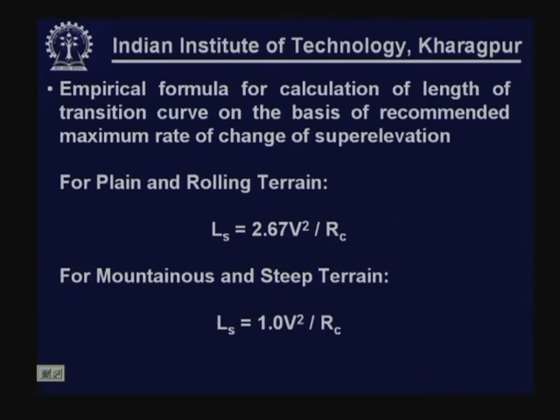These two are different because the acceptable rate of introduction of superelevation is different for plain and rolling terrain as compared to mountainous and steep terrain. In the first case, it is 1 in 150, in the second case, it is 1 in 60. Therefore, there are two different empirical formulas. These empirical formulas are sometimes used to check the length of the transition curve, and the recommended design length should be higher than this calculated length.